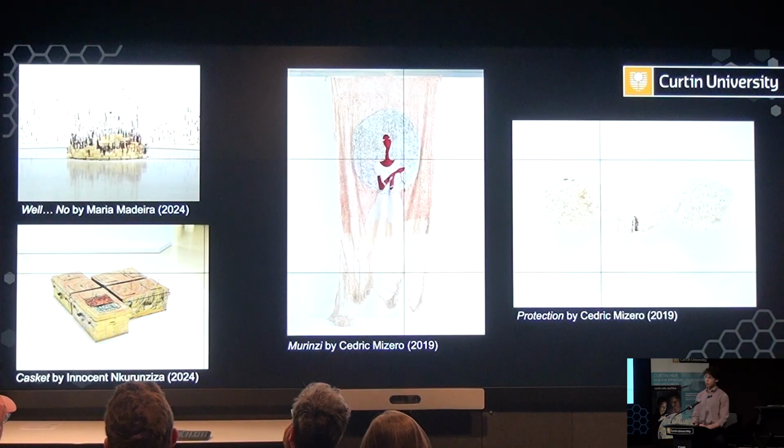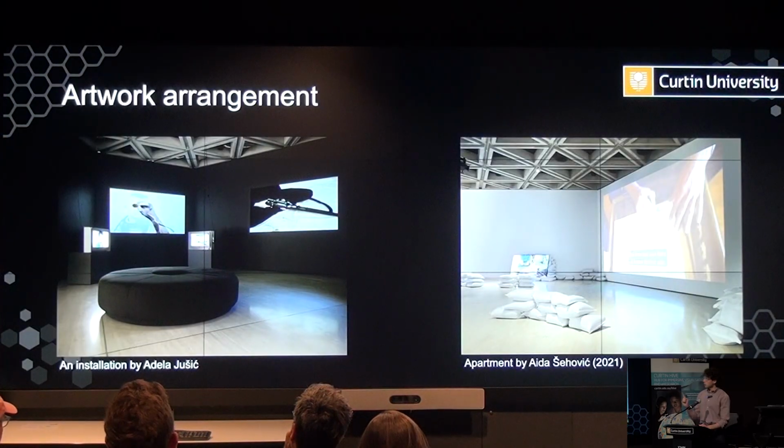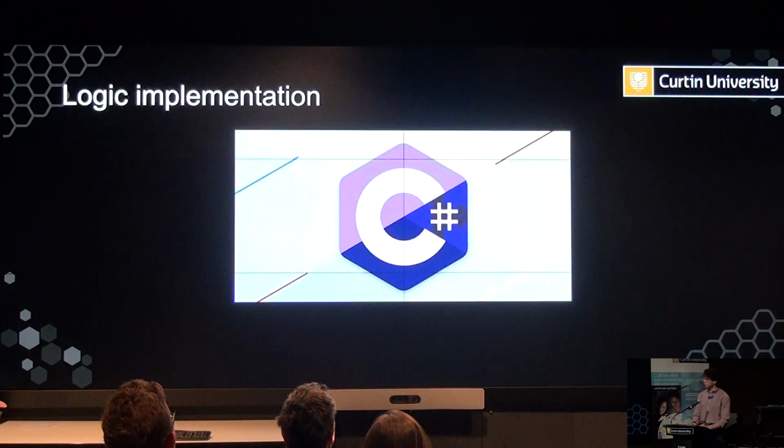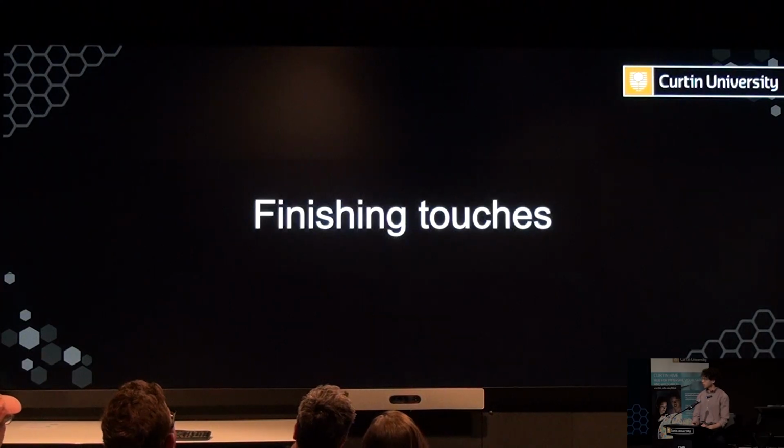I needed a way to represent all these 3D artworks. I couldn't just import images of them. I needed to actually make the 3D models somehow. I needed to arrange all the artworks correctly, and as I mentioned earlier, this is particularly important for installations. I needed to implement logic. This is to make the experience more interactable, and is something that Matterport lacked. And this is an image of C#. It's the language that Unity uses for programming. And I need to leave some time for finishing touches to make it more presentable.